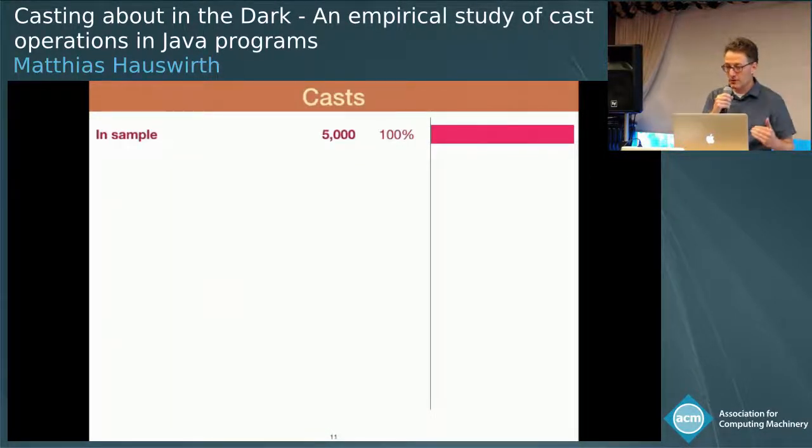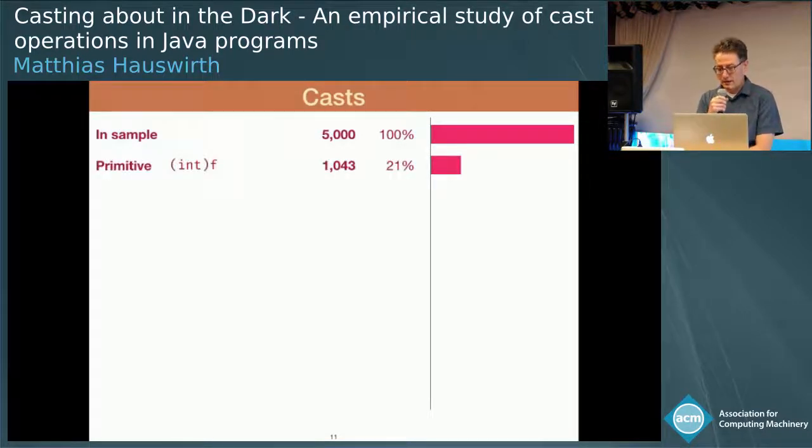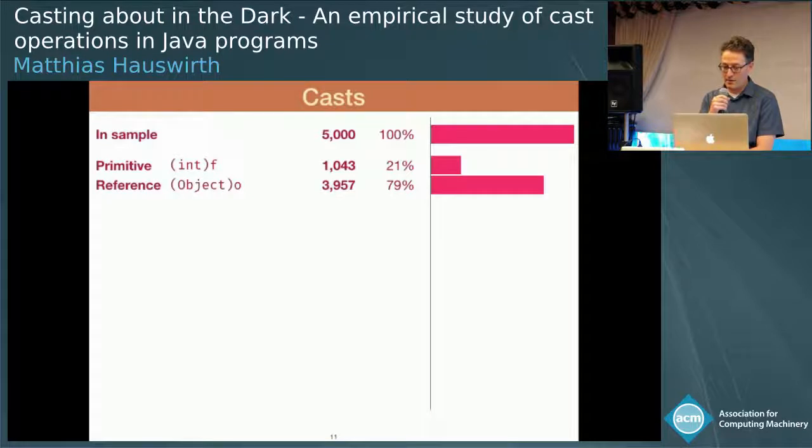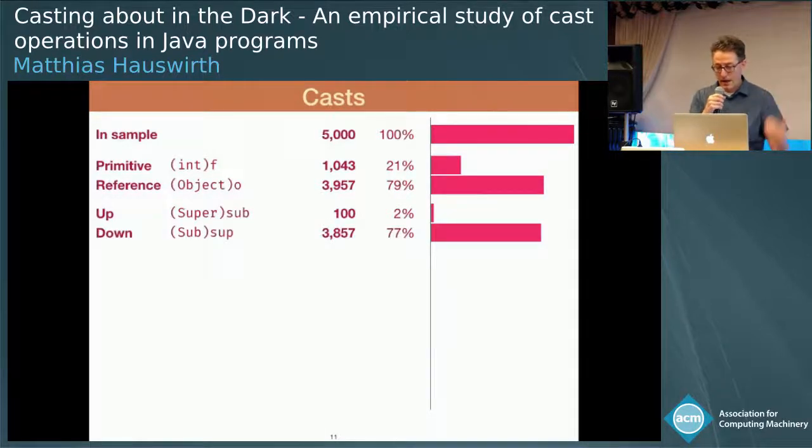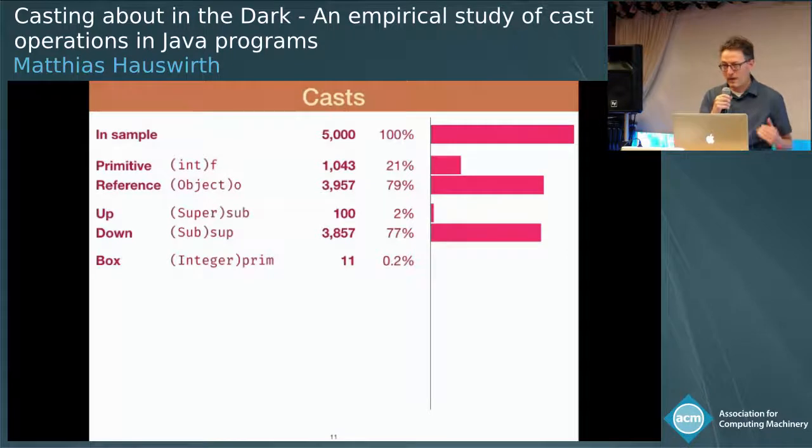As an overview of the 5,000, 100%, roughly 21% were primitive casts and 79% were reference casts. Of the reference casts, a very small fraction were upcasts, to be expected, kind of. They seem somewhat redundant, even though in some cases they're actually deliberate. 79% is the total of reference, 77 plus 2. 77 were downcasts.